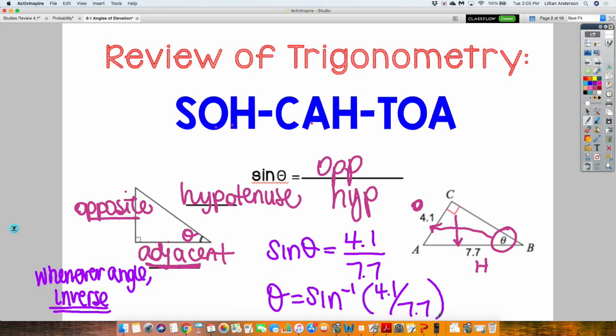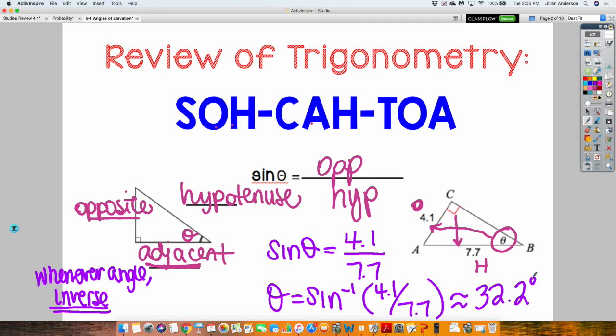Did you do second sine? What'd you get? 32.817. So three significant figures will put us at 32.8. Remember, three significant figures: you start with your first non-zero number and count. Okay? And then that will be your angle.